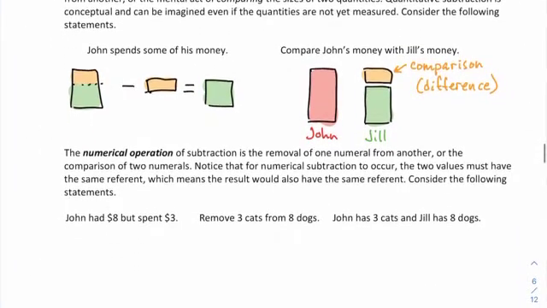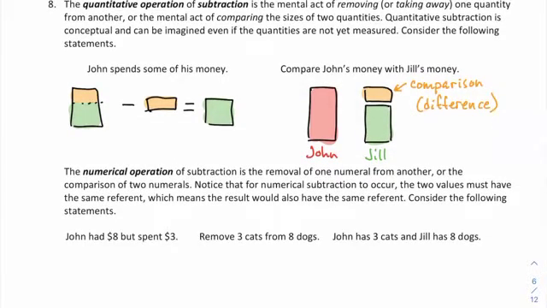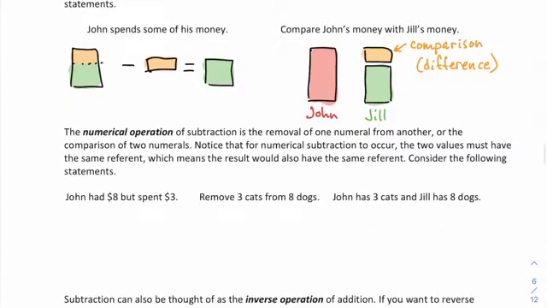The numerical operation of subtraction is the removal of one numeral from another, or the comparison of two numerals. So this is where numbers come into play. When I'm talking about quantitative operations, I'm talking about conceptual things. You can think about them without knowing the numbers. You can still imagine things changing or being compared. But the numerical operation is when the numbers show up and you actually do one number minus another number and you get a third number.